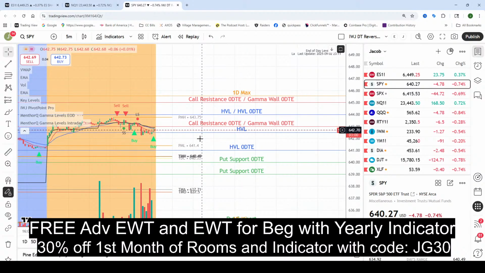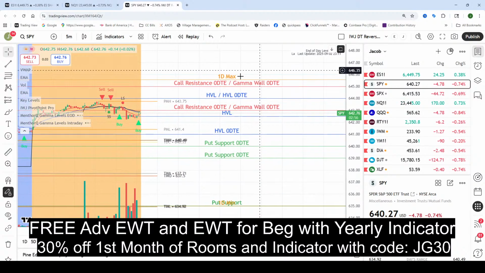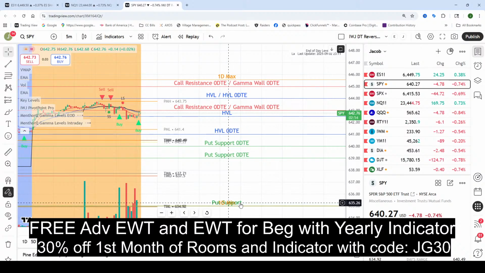And then you can see here we have some very, very important levels. You have your 1-day max and your 1-day min. It's hard to see the 1-day min because put support's over top of it right here. And then you have your high volume levels, HVL, and your call resistance walls and your put support walls that the market makers want to defend. These are incredibly powerful levels, and they give us insight into what the market makers are looking at the market to do for the entire day as well as at the moment.